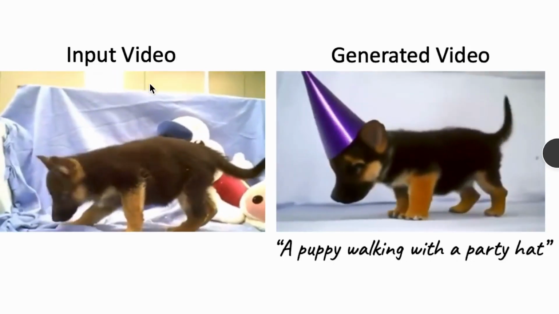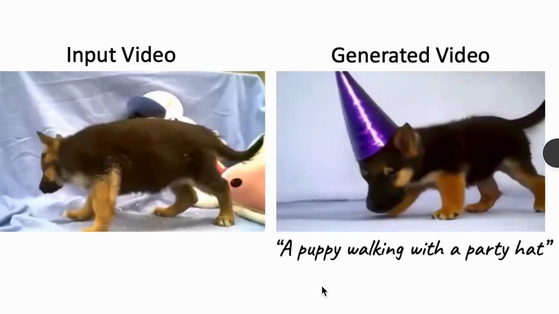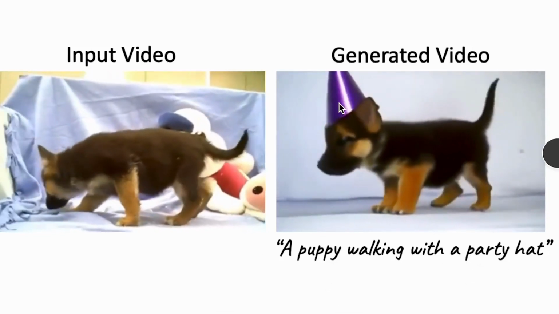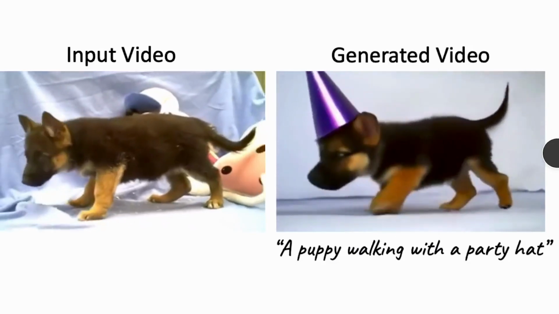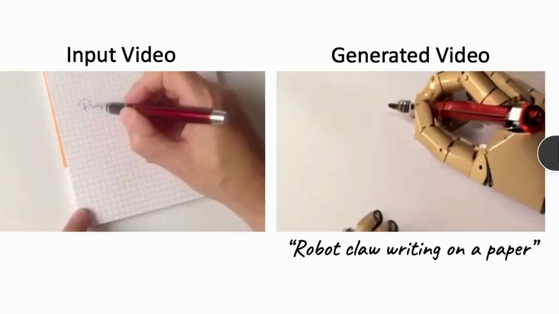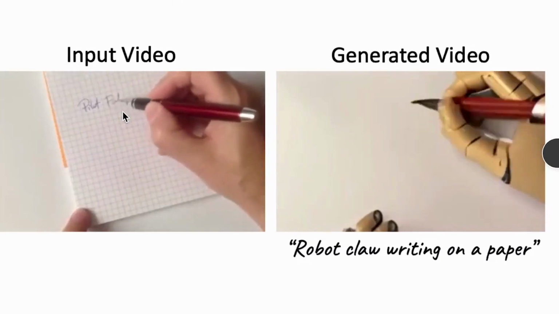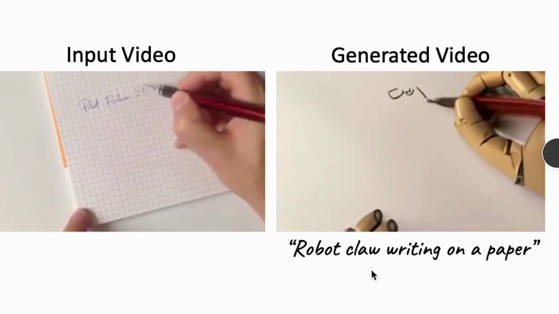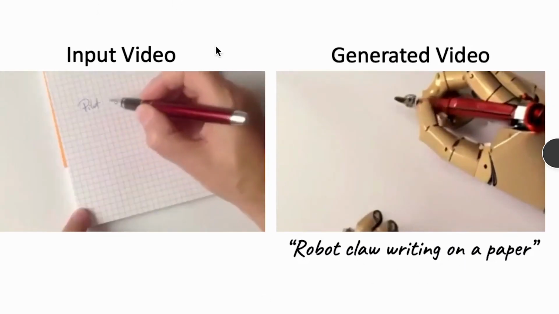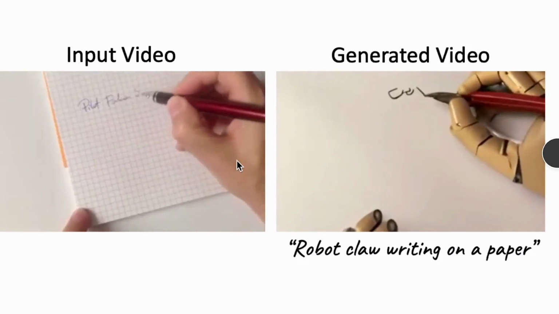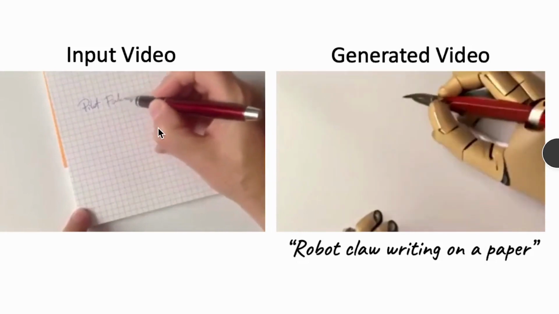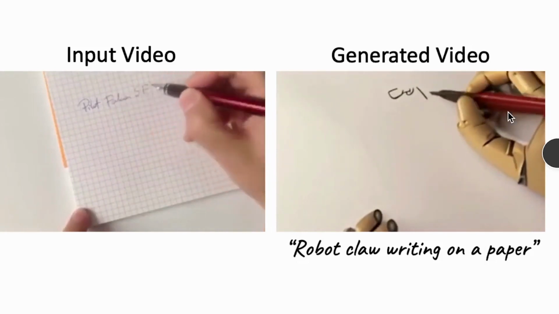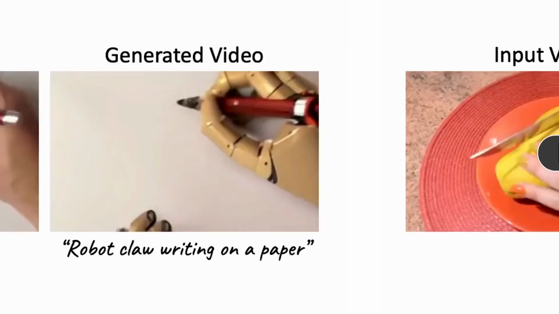Okay, and you can see this video also the same puppy, and then you say a puppy walking with a party hat, and it quickly dropped the party hat and it's walking. You can see this is just next level. This is exceptionally next level, and you can see the input video in this case, and it says robot claw writing on a paper, and it just quickly transformed the human hand into a robot claw and it's writing on the paper. You can see even though it's not writing the same thing, it depicts that it's writing something. Okay, you can see this is fantastic.